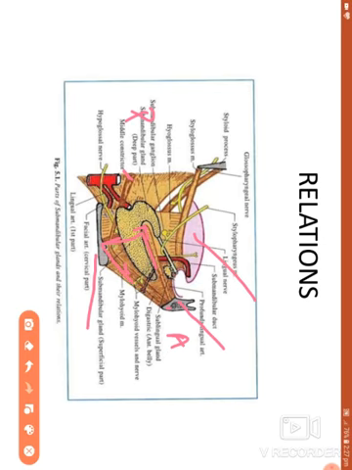Deep to the mylohyoid, you can see this muscle. This one is the hyoglossus muscle. See, this is the middle constrictor. It's going deep to this hyoglossus.